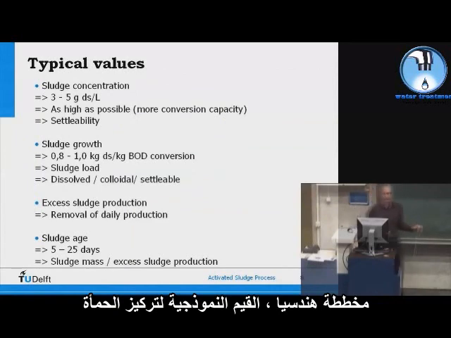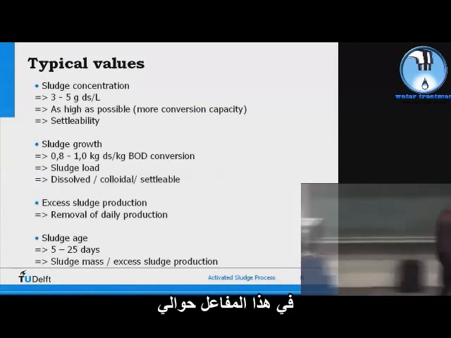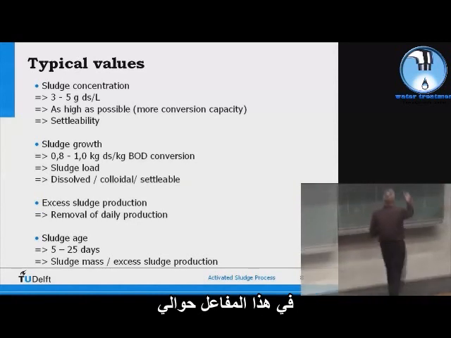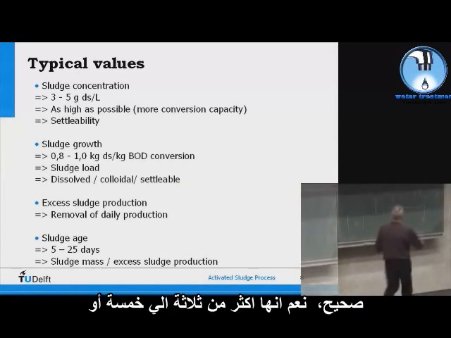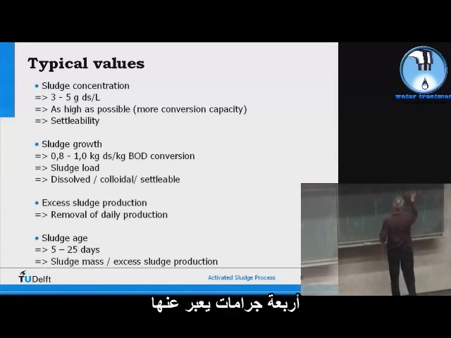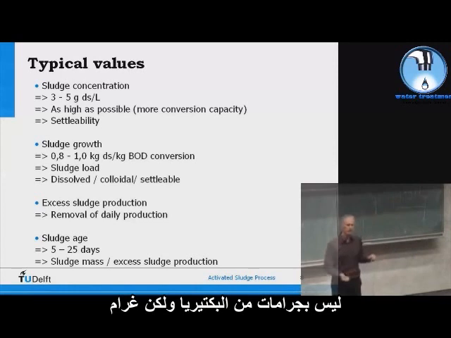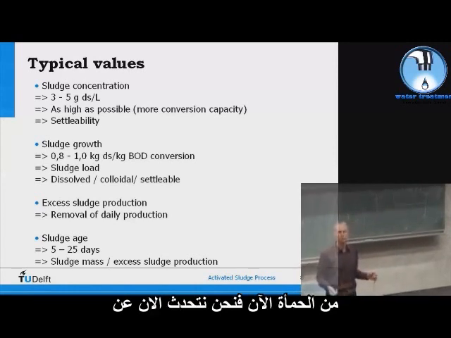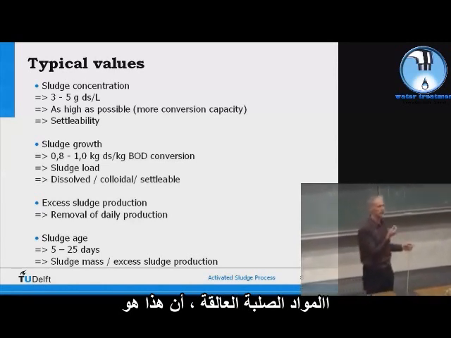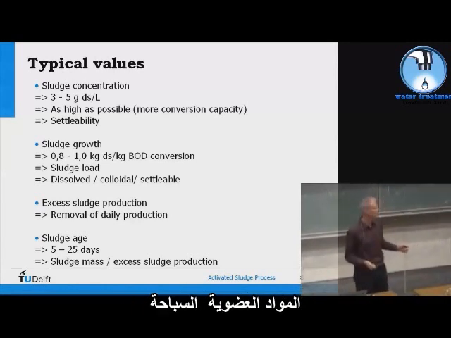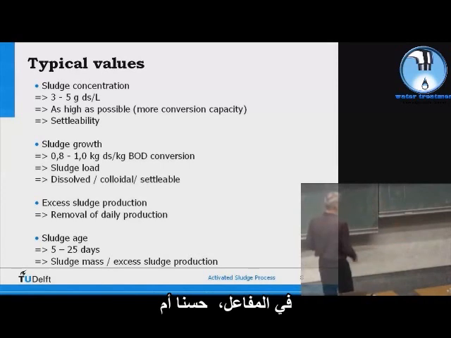So typical values of sludge concentration in this reactor is about, what's the number? 3 to 5, that's true. Yeah, it's more 3 than 5, or 4 grams per liter. Expressed, again, not in grams bacteria, but in grams sludge. Yeah, and we talk about suspended solids. That's the organic material that's swimming around in the reactor.